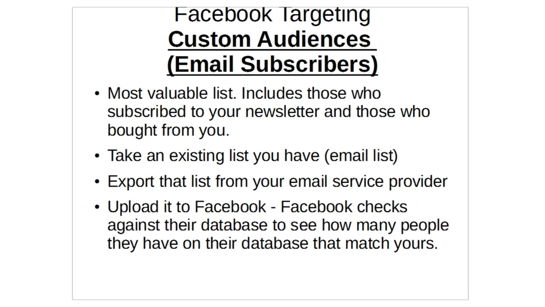The next way to look at targeting is to create a custom audience, this time of your email subscribers. You're going to want to choose your most valuable list and include those who have subscribed to your newsletter and those who have bought from you. So you would take your existing list, export that list from your email service provider, upload it to Facebook. Facebook will then check it against their database and see how many matches they have from your list to the emails that people use to sign up to their Facebook accounts. Then it will show those people your ad.